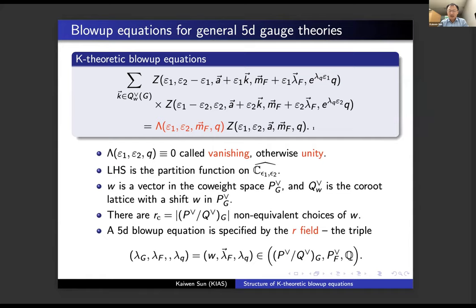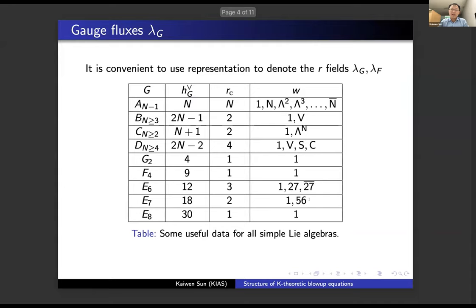And this triple is called the R-field in the topological string, in the Calabi-Yau context. The shifts of the gauge parameters take values in the center of the gauge group. For example, we can have this table for arbitrary ABCDEFG gauge groups. You can see there are N_C choices of the gauge flux over which the infinite summation is taken.